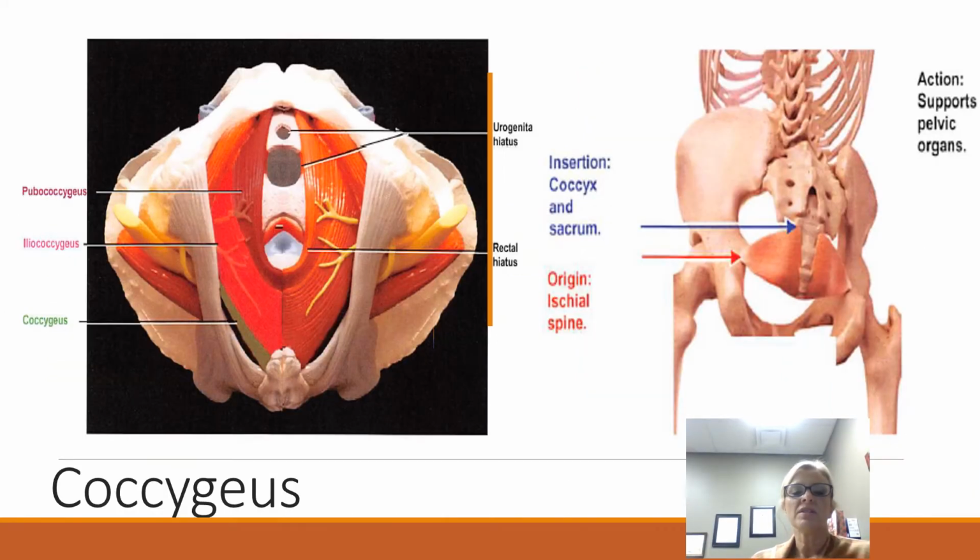So the coccygeus itself is the smallest and most posterior of the deep pelvic floor muscles, triangular in shape, and it travels laterally from the ischial spine to the coccyx and sacrum.